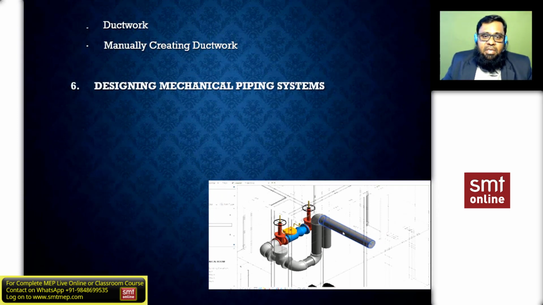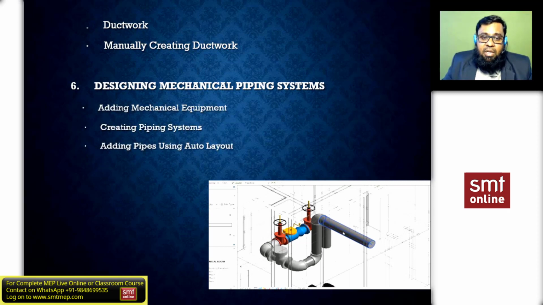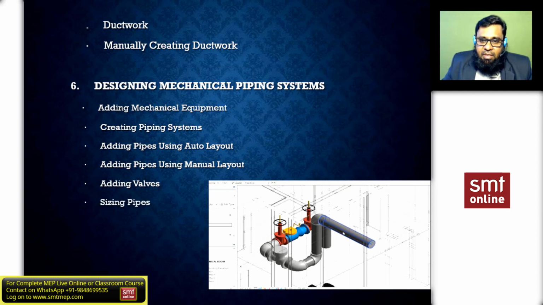Next, in chapter 6 we'll talk about the piping system: adding mechanical equipment, then creating the piping system, nothing but the logical connection, then adding pipe using auto layout as well as manual layout like ducting, then adding valves, then pipe sizing with different methods, then finally inspecting the system to get the result. With the inspecting system you'll also get the critical path index route for pump selection. Next, we can also check the system with different tools.